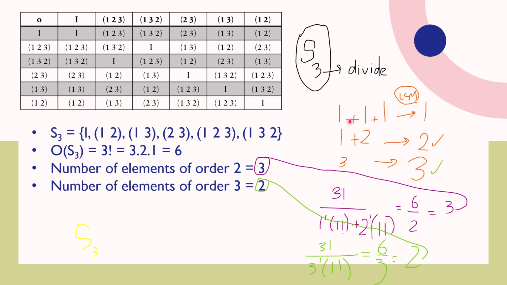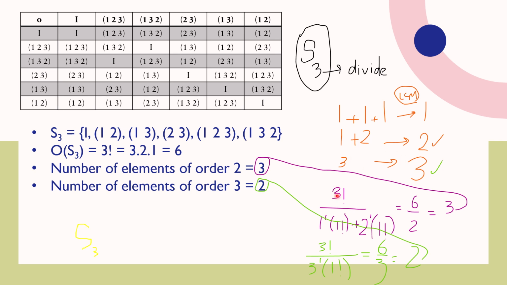Now, what is the LCM of 1, 1 and 1? It is 1. What is the LCM of 1 and 2? It is 2. What is the LCM of 3 itself? It is 3. So in this step you find the LCM of each of these. So the LCM is 1, here the LCM is 2, and here the LCM is 3. From this 2, you will get the number of elements of order 2, and from this step you will get the number of elements of order 3. Now is where you use the formula.